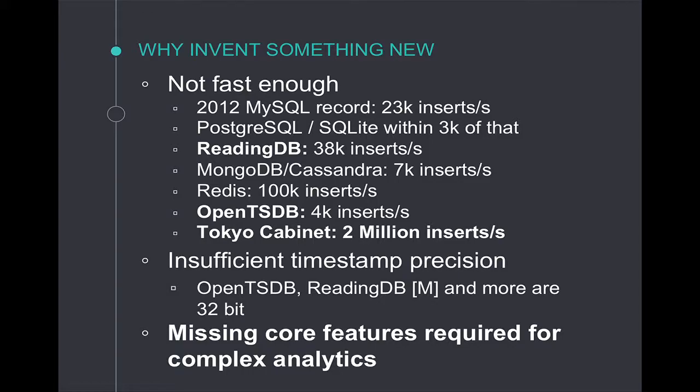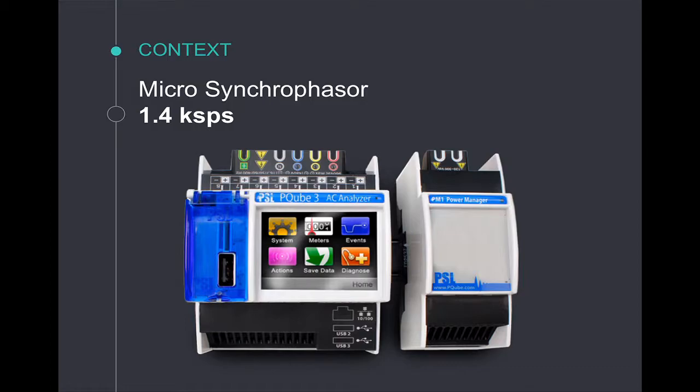Even in addition to this, we have problems where there's insufficient precision on these databases. 32-bit timestamps were not enough for our needs. And as I said again, we're missing the core features we needed for our complex analytics. So what motivated the need to design a new database?